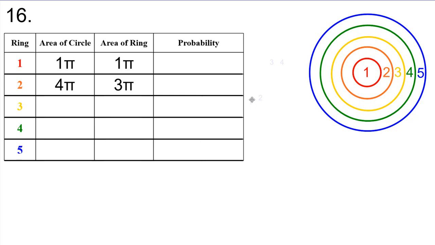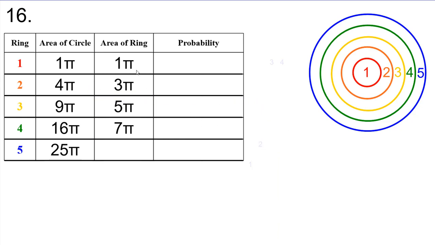3 squared would be 9 pi. And then 4 squared would be 16 pi. 5 squared would be 25 pi, right? So these are just going to be perfect squares of pi, right? And then for the area of the ring, we're just subtracting the previous one. So this is the difference between consecutive perfect squares. So 9 minus 4 would be 5, and then 16 minus 9 would be 7.